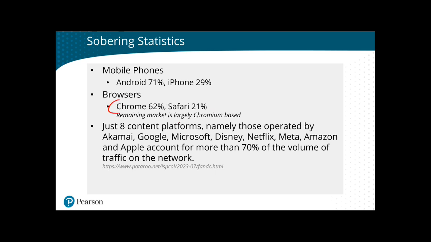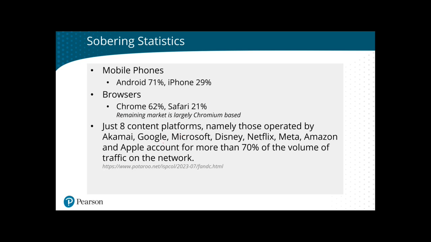Browsers: 62% of the browsers are Chrome, 21% are Safari. There's some amount that's Firefox in here, which I don't have. The remaining market, like Edge, Brave, Opera, they're all Chromium based, so they use the same source code as Chrome. I would say the Chromium base is about 75 to 80%, perhaps even more now, because I haven't looked at the numbers in a bit to know where Safari is.